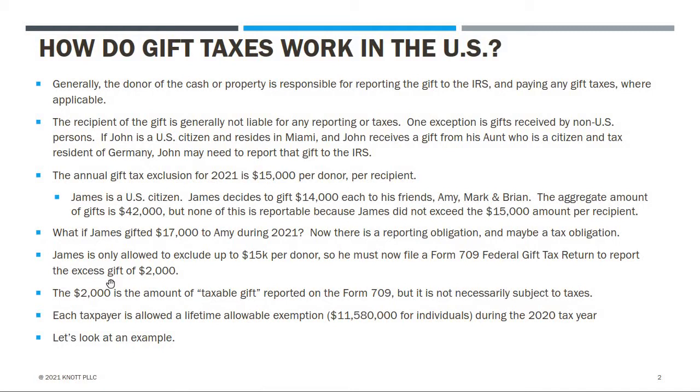So again, I want to re-emphasize here. If you give more than 15K to somebody during the year, it's taxable in the sense that you're going to have to report it, but it does not necessarily mean you're going to be cutting a check to the IRS for that year to pay taxes on the excess amount. So let's look at a Form 709 so we can get an example here in front of us.